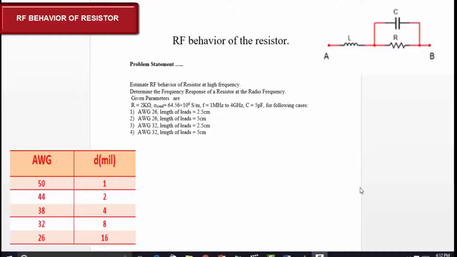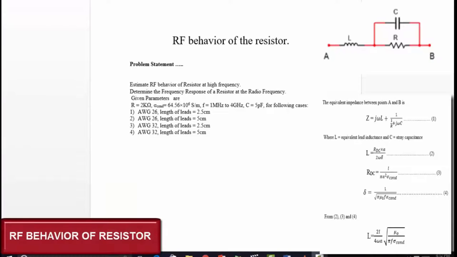We have 26 AWG. So according to the diagram, we'll get 16 mil. And we'll multiply it with 2.54 into 10 raised to minus 5 meter. This is how we get the value of the area.